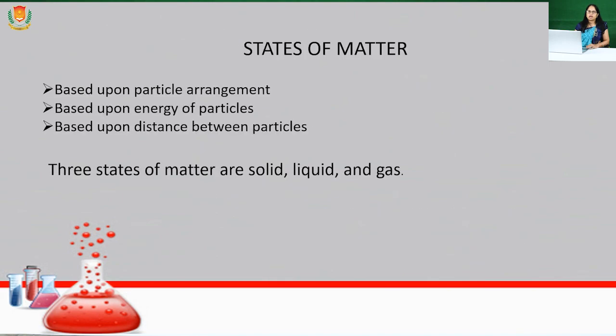States of matter are classified on the basis of particle arrangement, energy of particles, and distance between the particles. On the basis of these three points, we classify matter into three classes: solid, liquid, and gas. Matter can also change from one state to another.